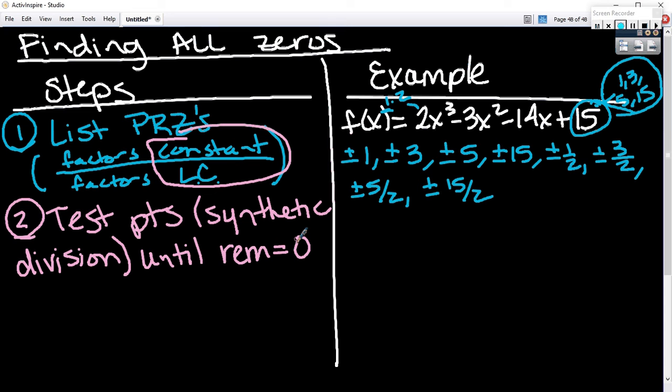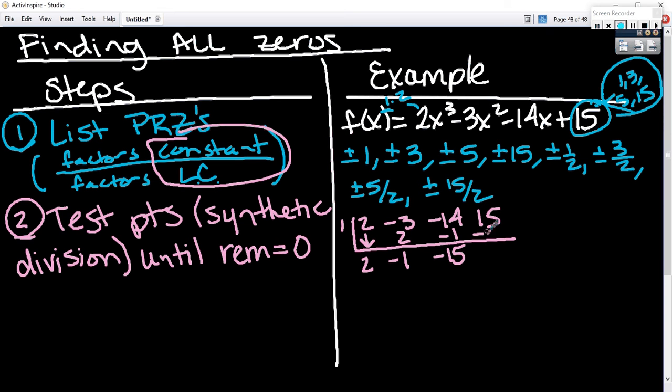All right. Whew, here we go. Don't forget placeholders if you need them. The more you practice with synthetic division and the faster you get at it, the faster this will go. All right. 1, 2, -3, -14, and 15. 2. Multiply and add. Multiply. Oh, this one worked. Yay. I didn't have to try a whole lot here. I'll give you a second to record.